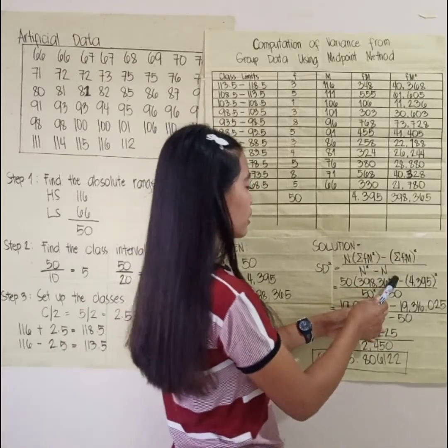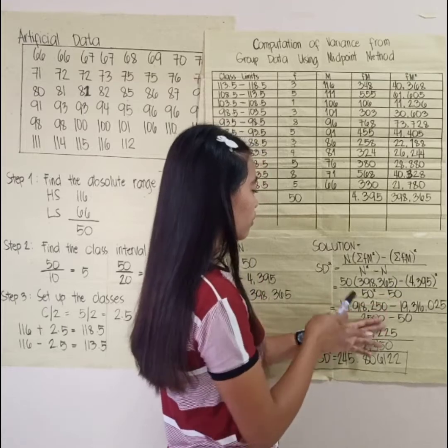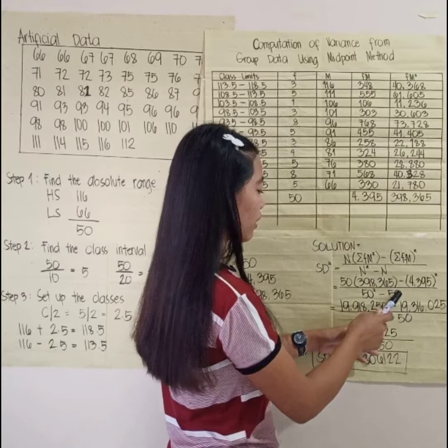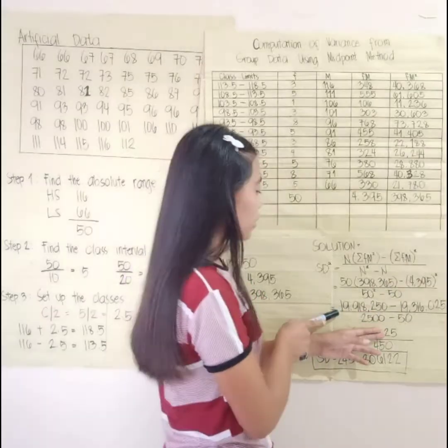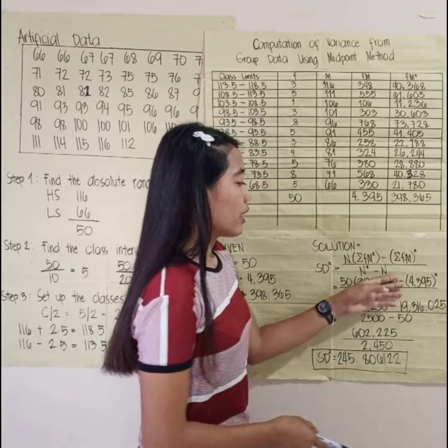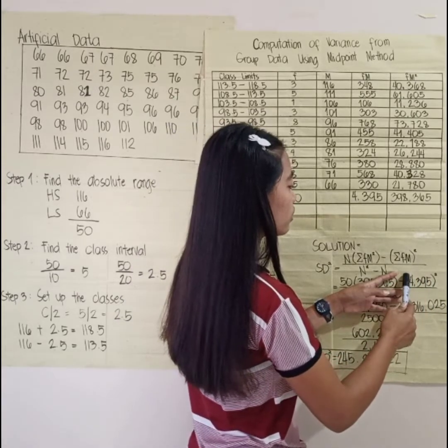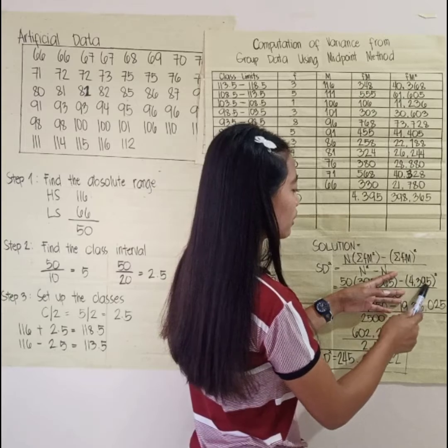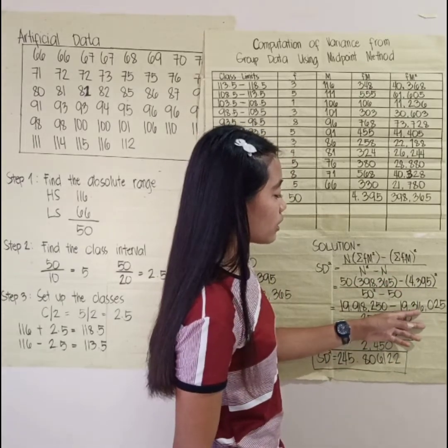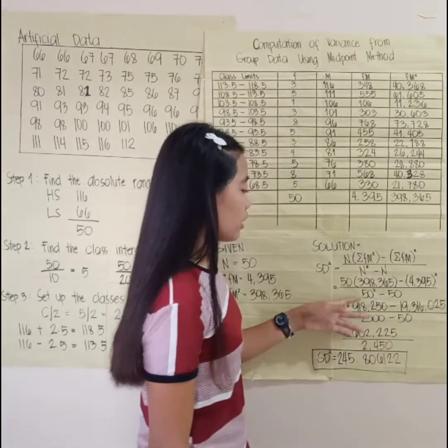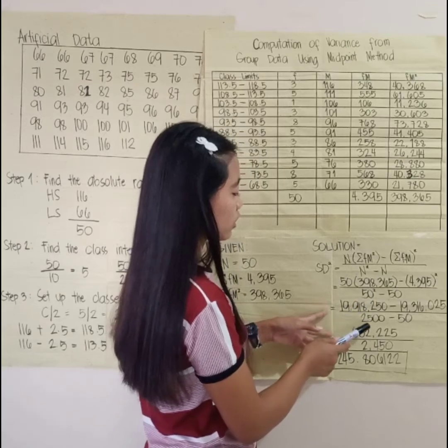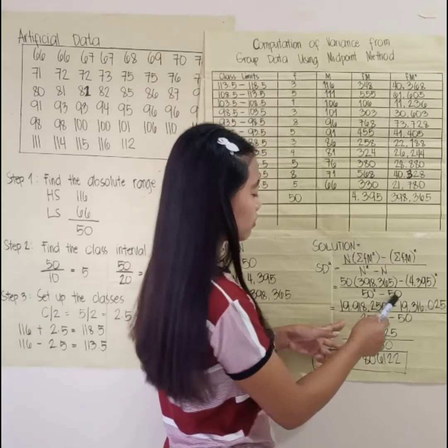Now let's solve it first. 50 times 398,365, the result is 19,918,250. Next, let's get the square of 4,395. The result is 19,316,025. Next, let's get the square of 50, which is 2,500, minus 50.